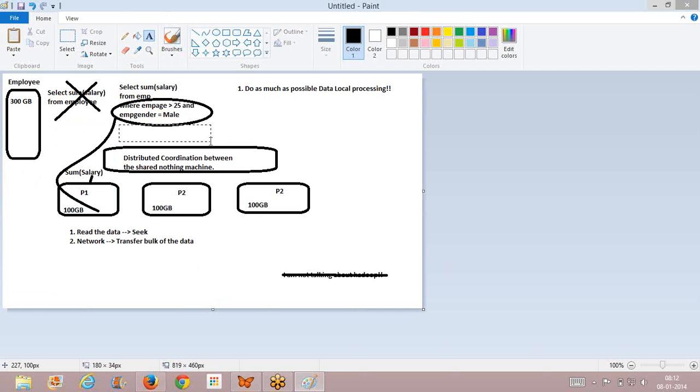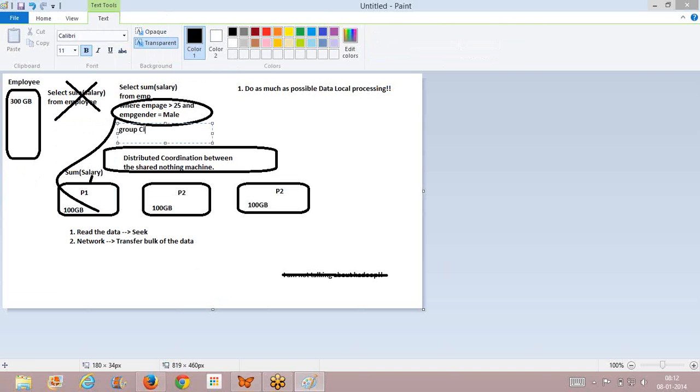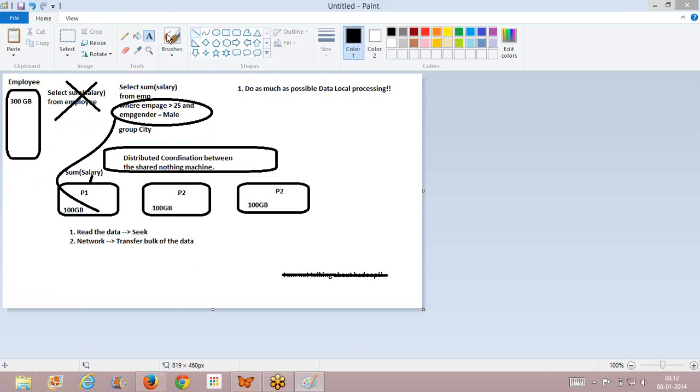But for some reason, I want to do a group by, let's say, city, and get sum of salary group by city. What happens? I cannot do any of this grouping and calculation at the local level. But I can still apply this predicate at each of the machine levels. So the filtering will still happen at the machine level. It will bring up only records where employee age is over 25 and gender is male. It will bring those data out, then get the fields salary and city and pass them to the coordinator.